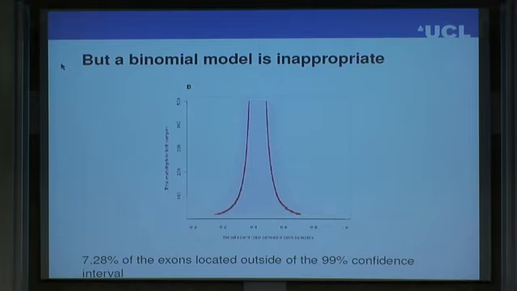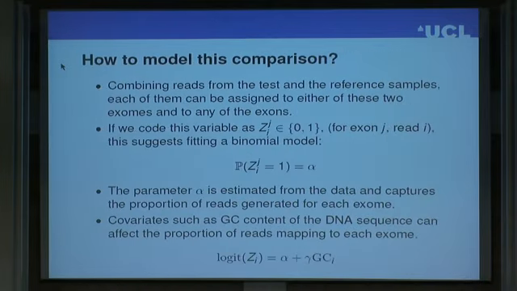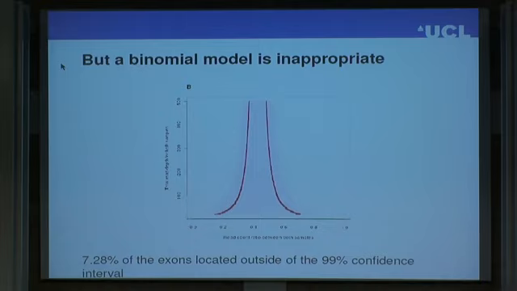So you can fit a binomial, if we take this very basic model I described before with a binomial approximation of the data, things don't look right at all. So that's a binomial fit for the data, and I took the 99% confidence interval of what this interval is supposed to be. In this example, which I've picked, realistic data which we got from the Beijing Genome Institute, 7.28% of the exons are located outside of the 99% confidence interval.